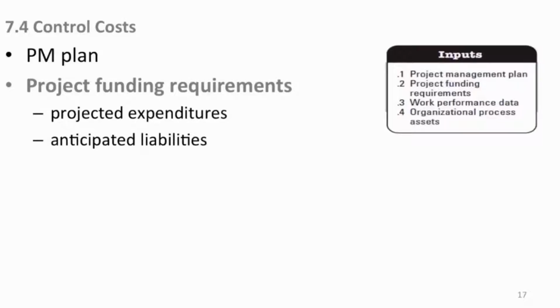So projected expenditure, anticipated liabilities, and that could actually be money that we may need at a certain point to compensate for risk that may happen. You may know a risk may be most likely to happen at a certain point in time because of what you're doing. So maybe that's an anticipated liability, one of those things too.